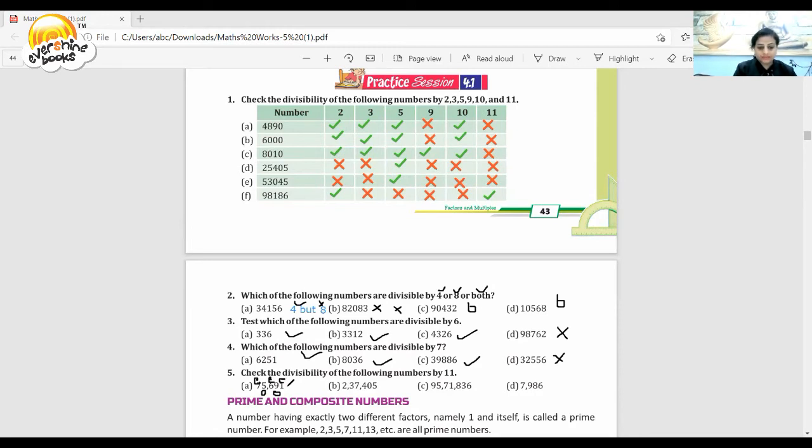So this number, that is 75691, is like 7 plus 6 is 13, 13 plus 1 is 14. And if we check that 9 plus 5 is also 14, it means 14 minus 14 is 0, so it is divisible. Likewise, we will do it, but this will not be divisible by 11. This will not be divisible by 11, and this is also not divisible by 11.